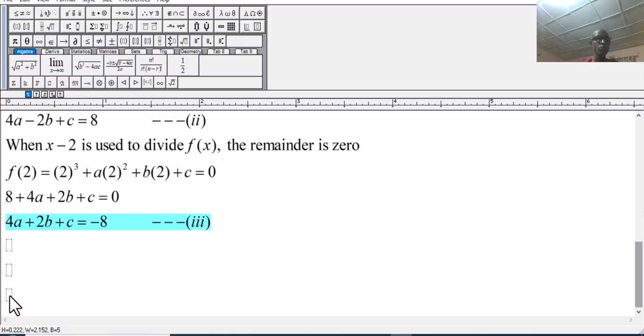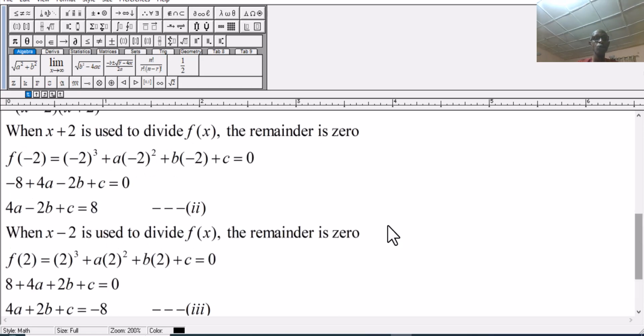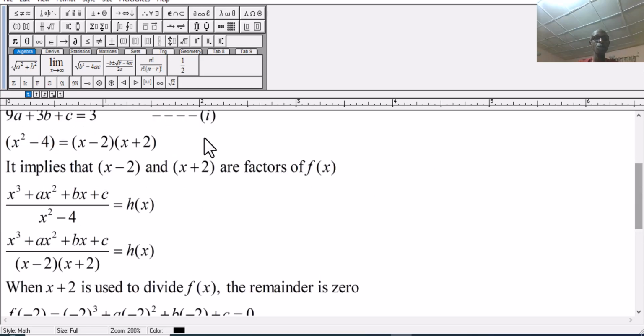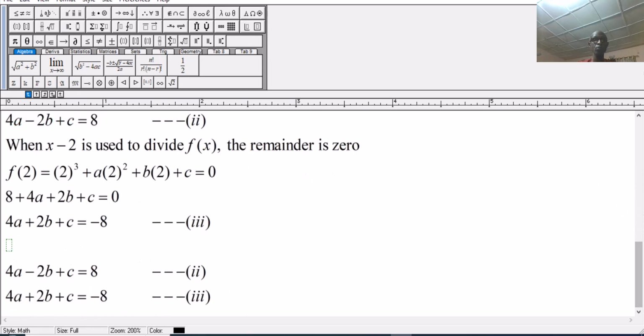So I'm going to copy it here. The second one is this. I'm going to copy it also and put it here. And the third one, that's equation 1, which is the first one we got. We are going to put it here also. It's this one. So I'm going to copy it also and put everything so that it will be more visible for us to see. So now we have these 3 equations.